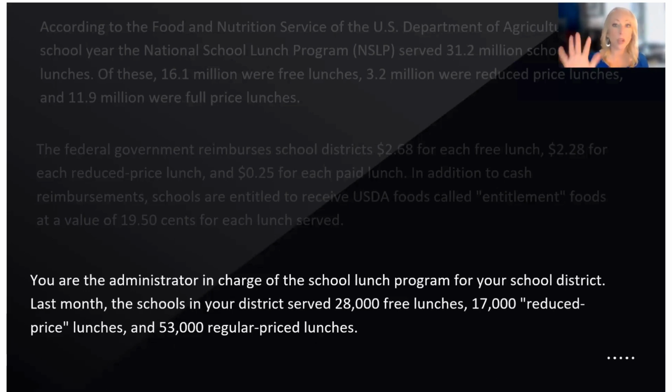Last month, the schools, okay, this is important information. This is what we served at our school last month. 28,000 free lunches. So I'm going to write that down on my piece of paper, 28,000. It also tells me 17,000 for reduced price lunches. So I'm going to write down 17 next to my reduced lunches and 53,000 regular price lunches. So I'm going to write down 53,000 for those paid or regular priced lunches.